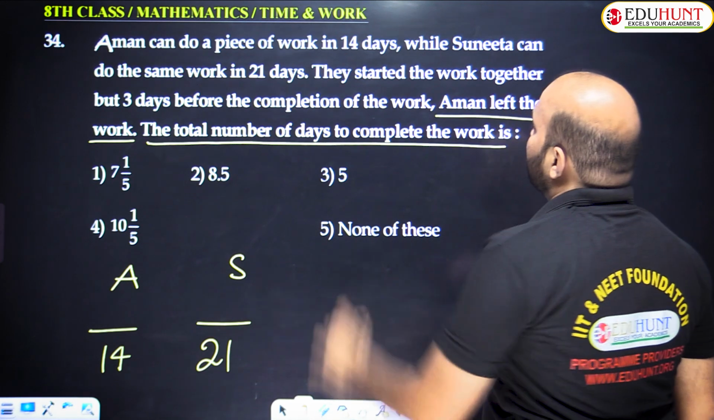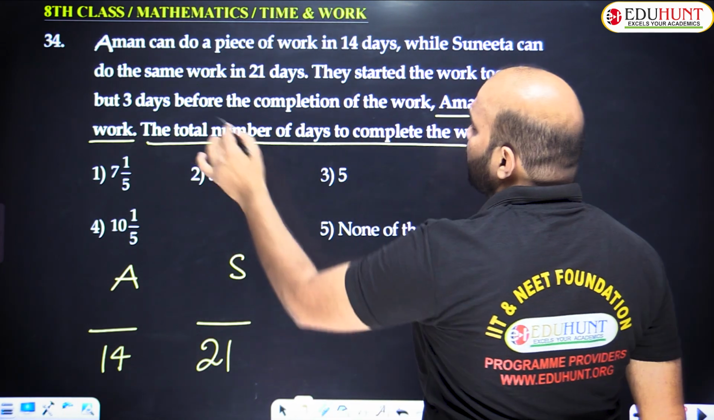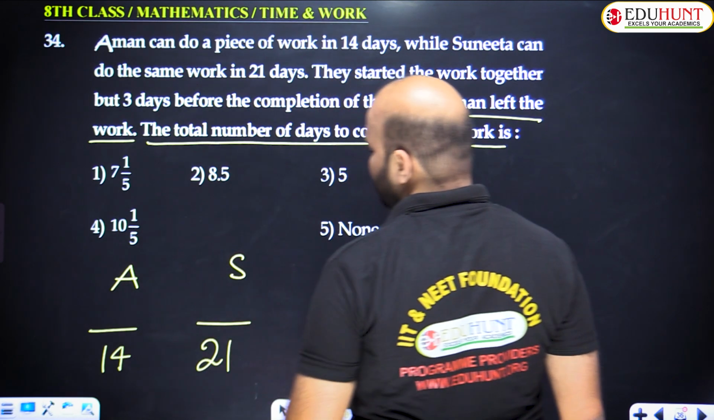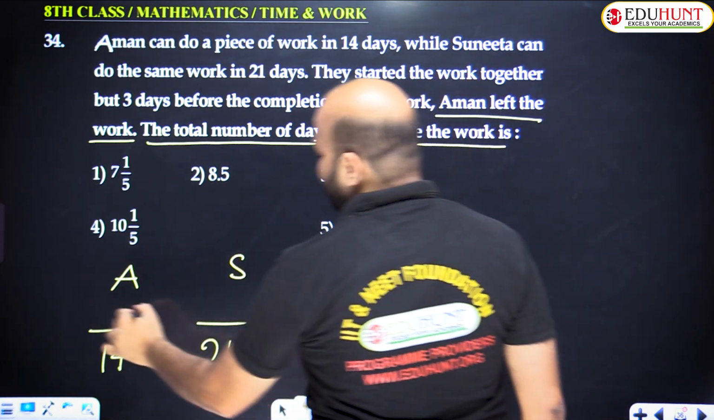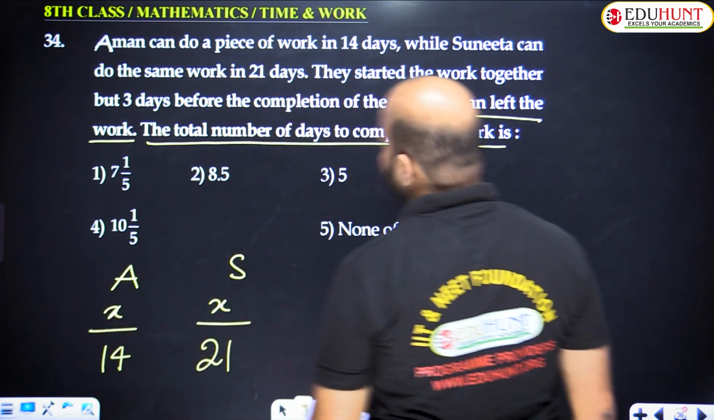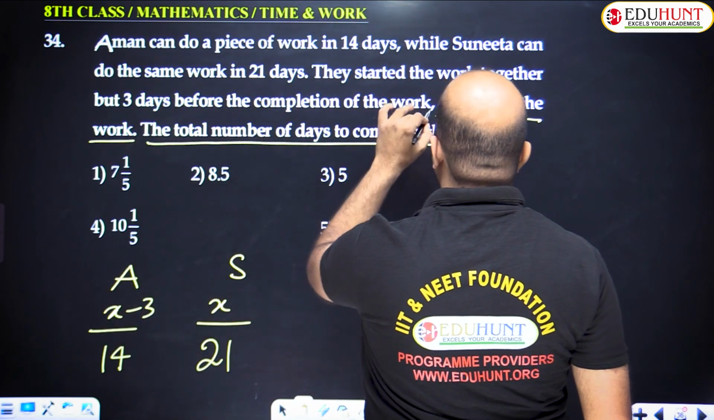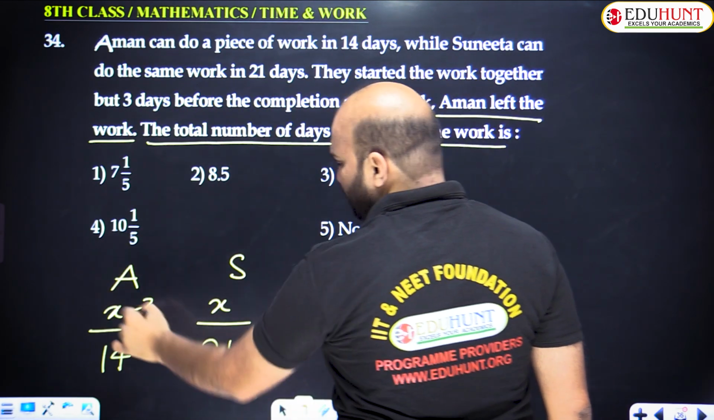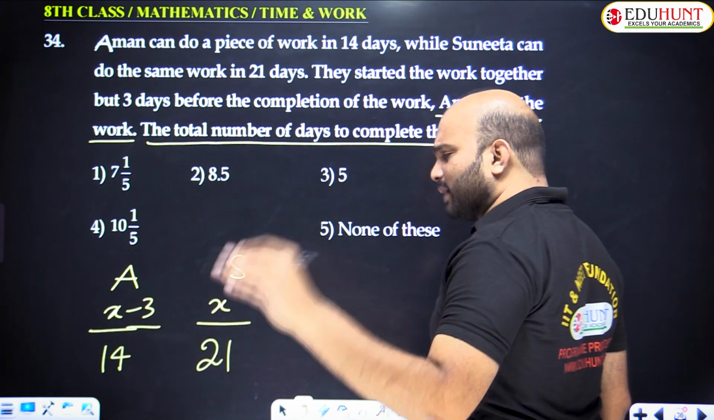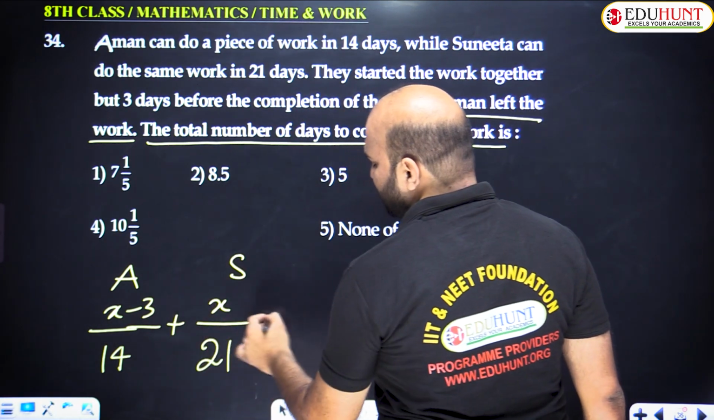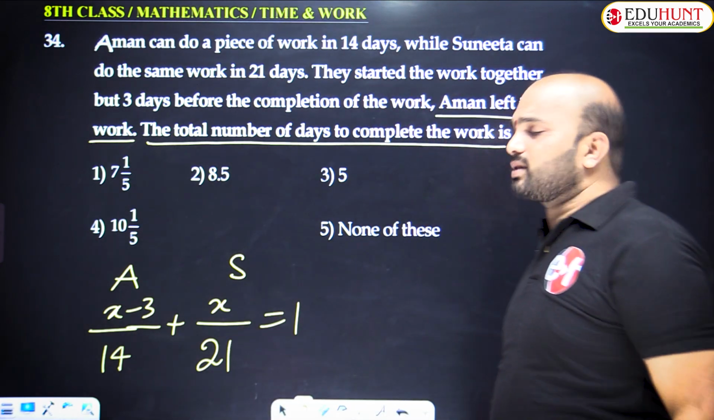Am I clear? They started the work together, but 3 days before the completion of the work, Aman left the job. That means both can finish the work in x days, but Aman works only x minus 3 days, because 3 days before completion of the work Aman left. Sunita works the total x days. The sum of the fractions equals 1, because total work equals 1 part.